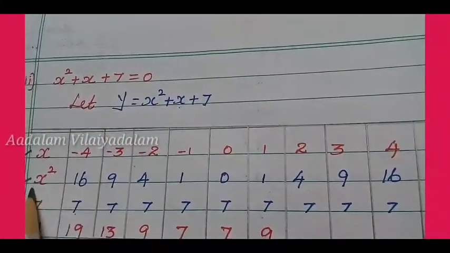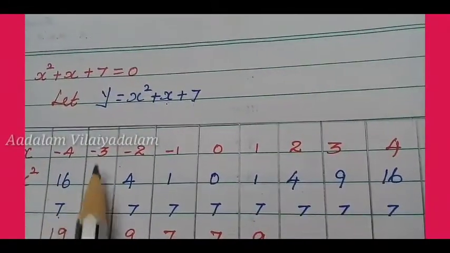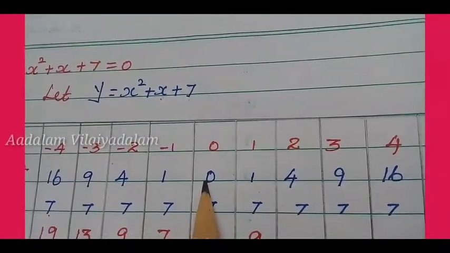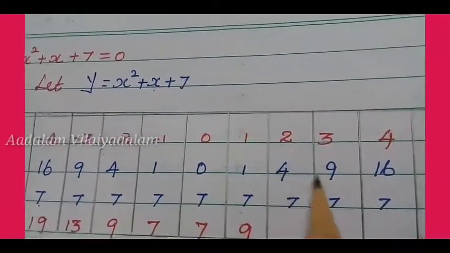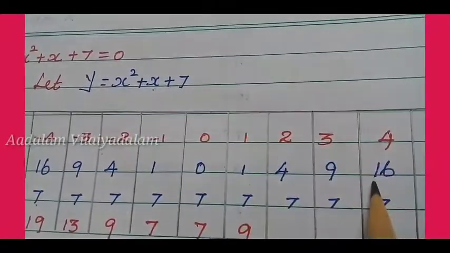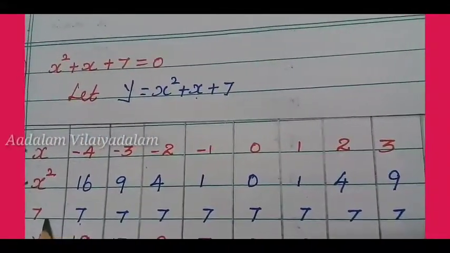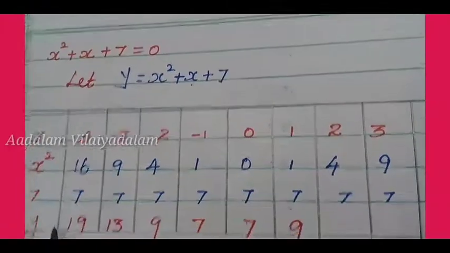So the x square values: 4 4s are 16, 3 3s are 9, 4, 1, 0, 1, 4, 3 3s are 9, 4 4s are 16. The next column is 7, the constant number, so write it as it is.